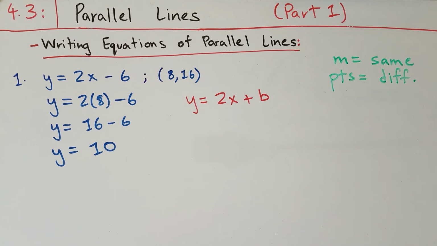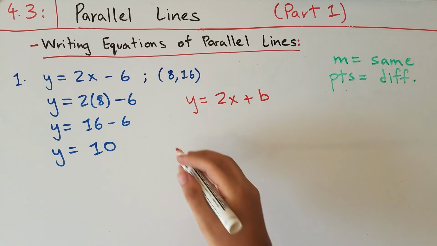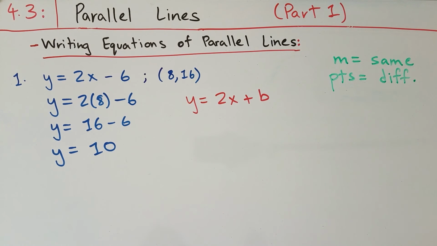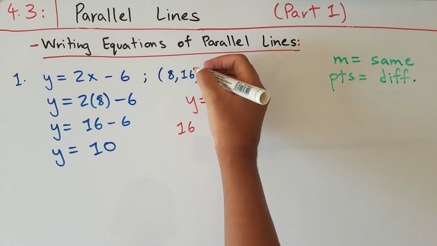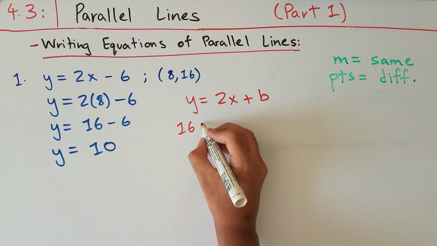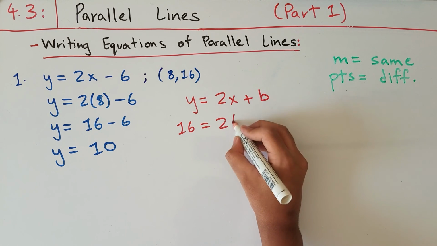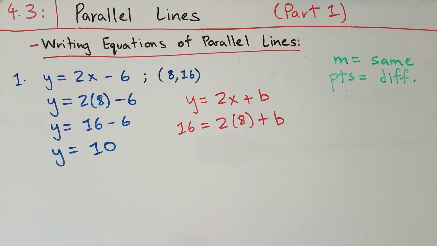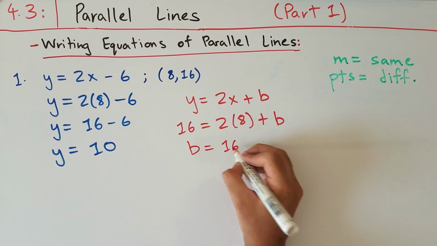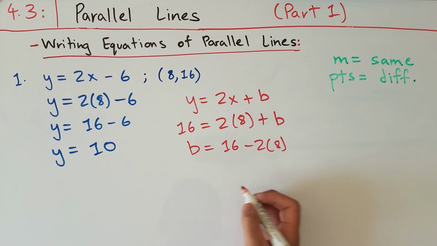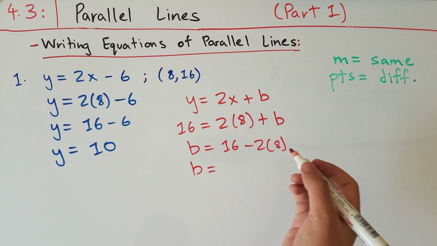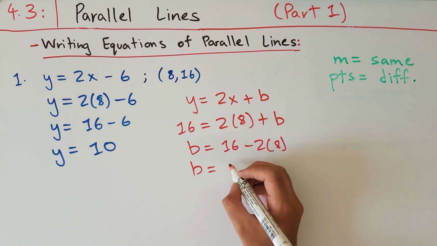However, we don't know what the y-intercept of this equation is, and we will have to find that out by plugging in (8, 16) into this equation to solve for b. So to find the value of b, we will have to plug in 16 for the y, because 16 is the y-coordinate of this point, and that 16 will equal 2 times the x value, which is positive 8, plus the b, which we will find out. So we get that b is equal to 16 minus 2 times 8, and this simplifies to b equals 16 minus 16, which will give us b equaling 0.